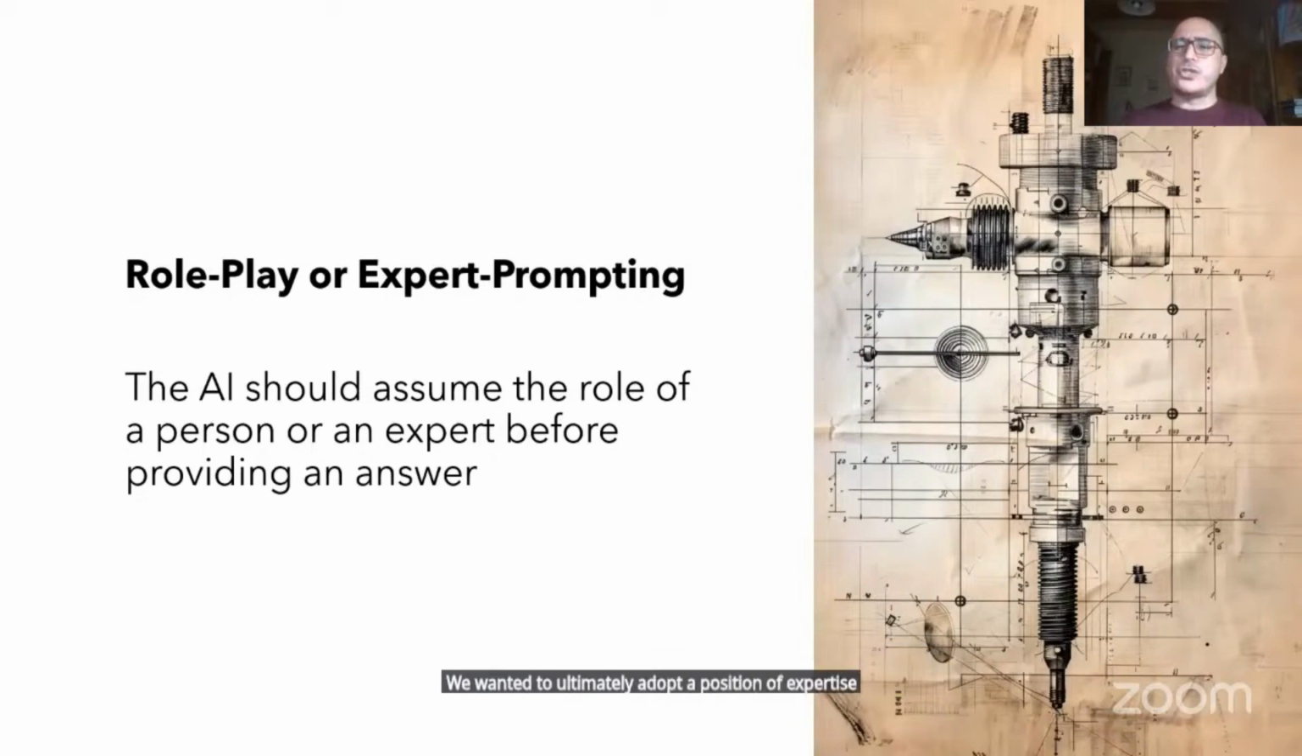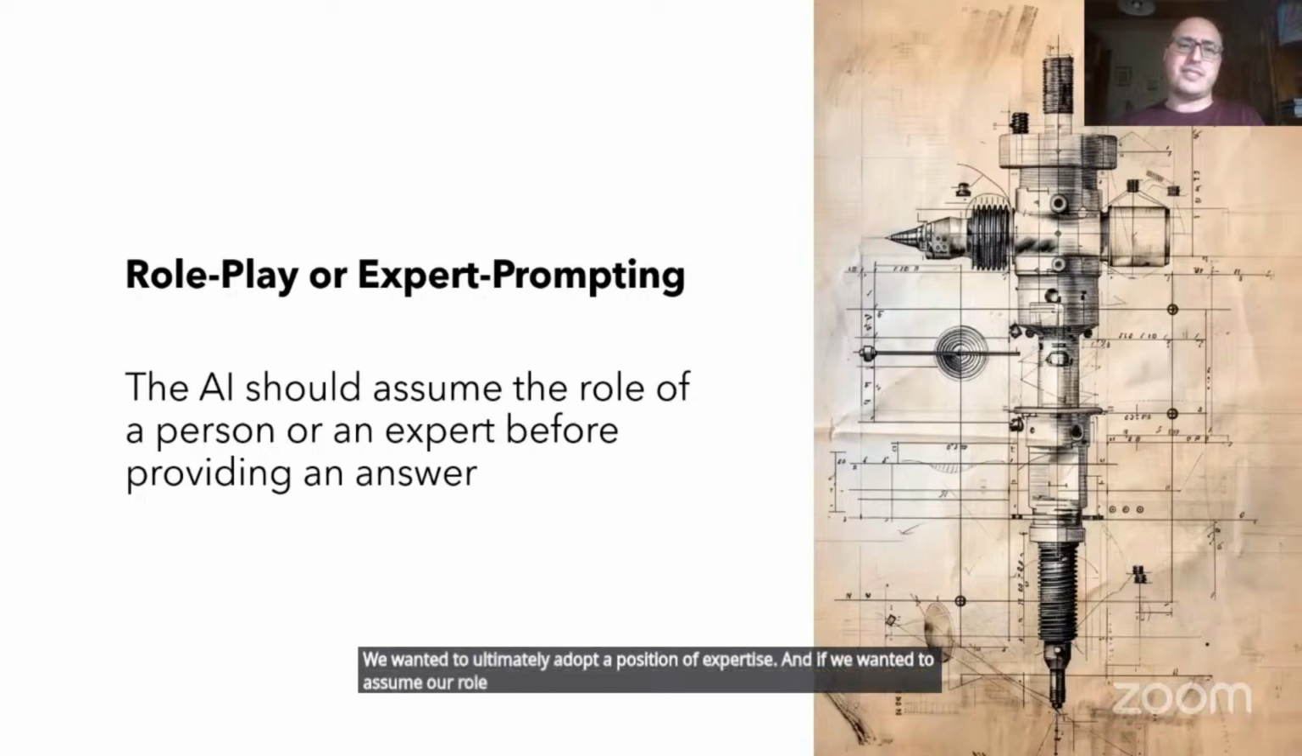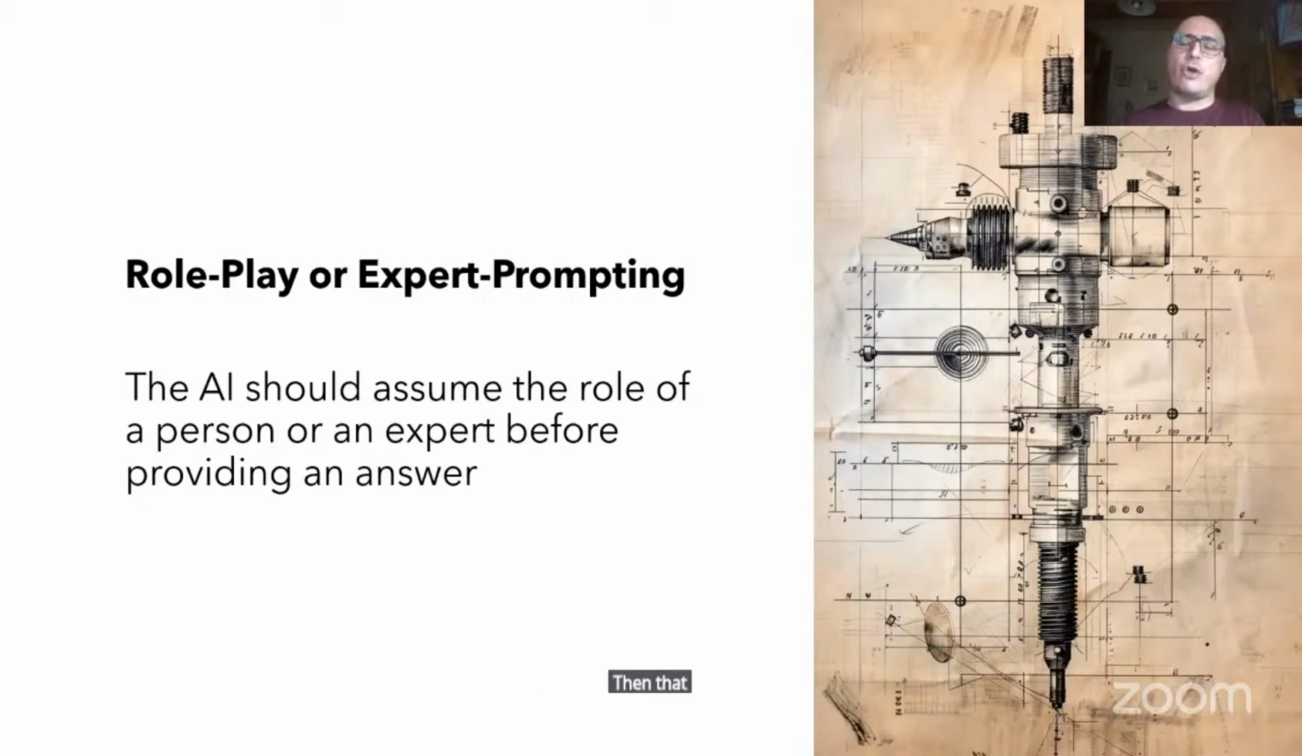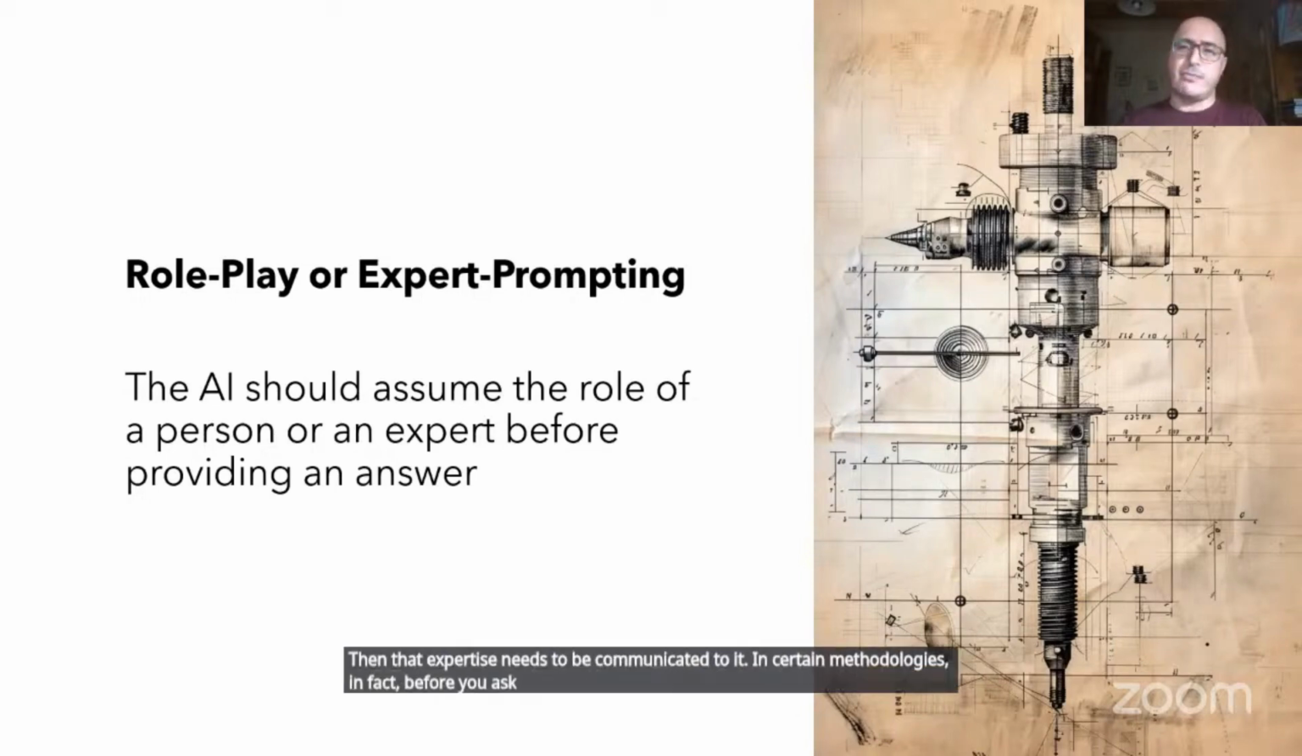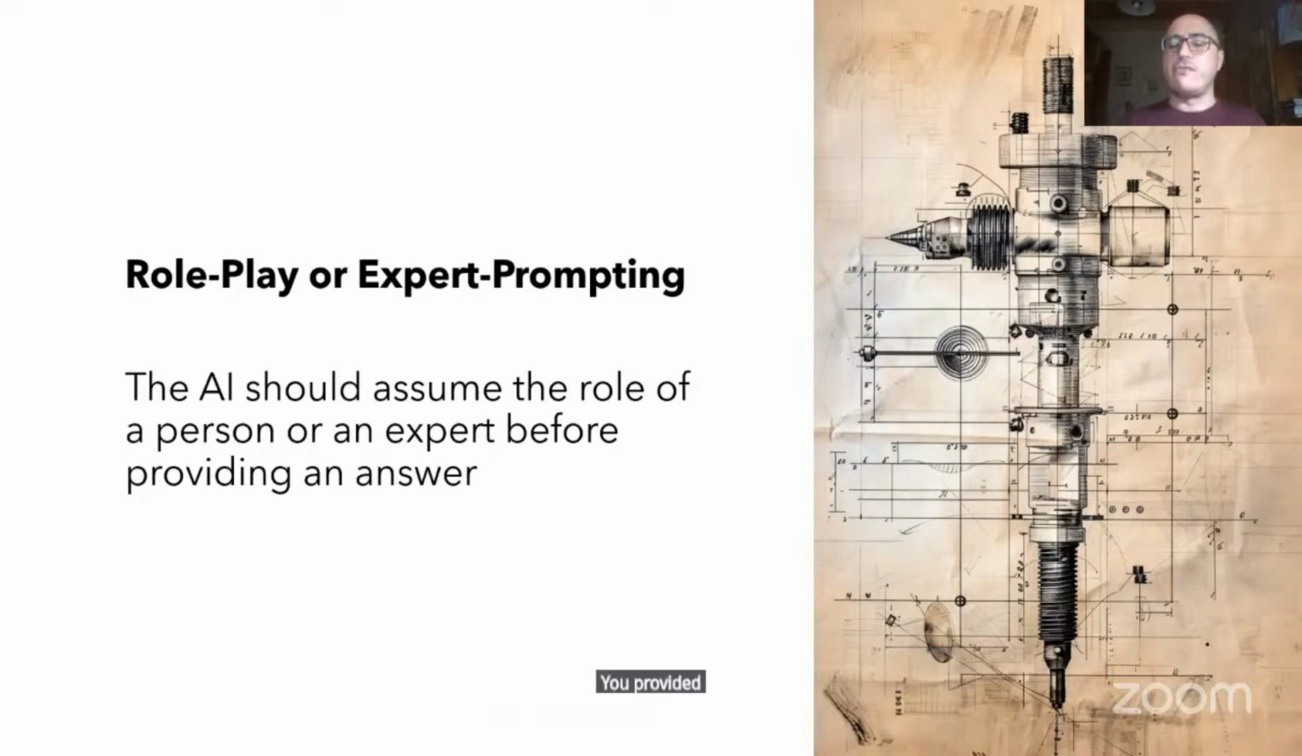And if we wanted it to assume our role in the production of a specific task, then that expertise needs to be communicated to it. In certain methodologies, in fact, before you ask the AI to do something, first you provide it with a lot of information. So you might upload certain documents to it in order for it to get an understanding of the context, of the background from which to operate.